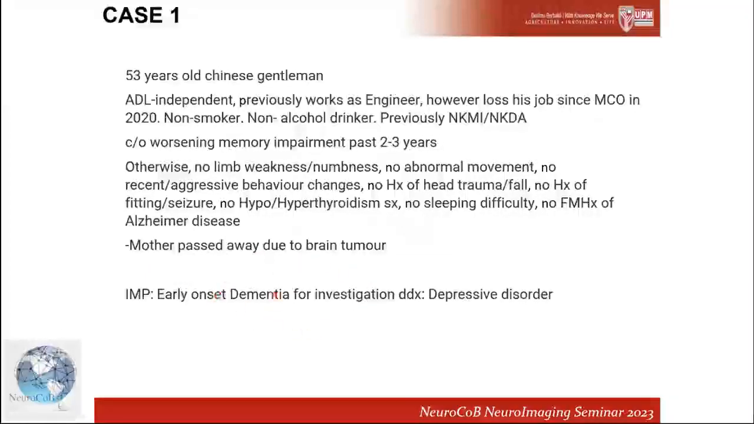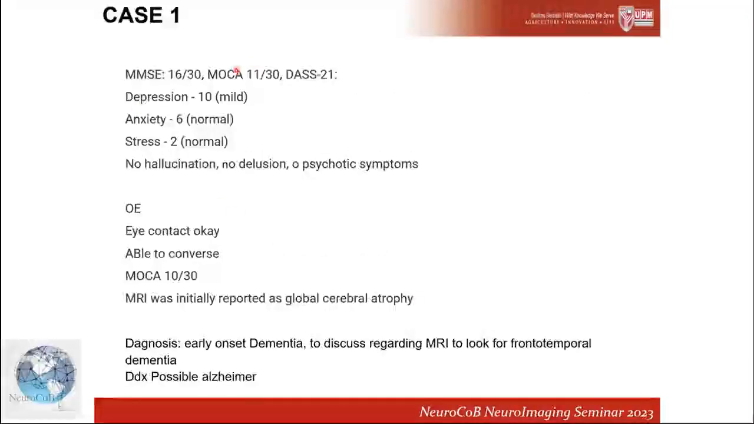So the initial diagnosis was early onset dementia for investigation, and the differential diagnosis is depressive disorder because he lost his job. So the MMSE, MOCA and DAS are how they assess the patient clinically, using different scores. MMSE is quite low, MOCA also low, and the patient has a mild depression. No hallucination, no delusion, and no psychotic symptoms, to exclude functional brain disorder.